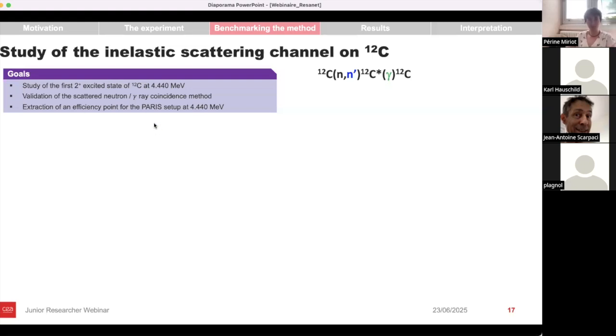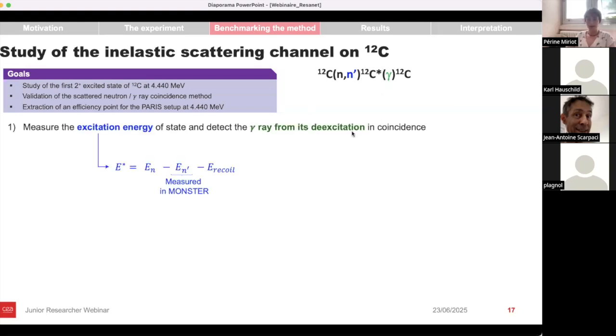So here, the analysis method for the study of the inelastic scattering channel is to measure in coincidence in time the scattered neutron and the gamma ray. From this measurement, we have directly the energy of the gamma ray measured in the PARIS array. And we can compute from the scattered neutron energy measured in the MONSTER module the excitation energy via this formula. So simply, it is the incident neutron energy, which is known, 30.8 MeV, minus the scattered neutron energy and a correction for the recoil of the nucleus.